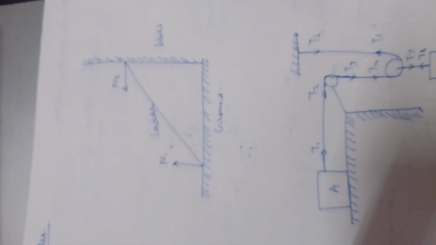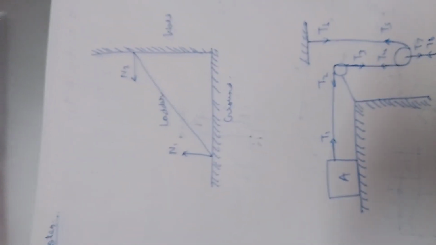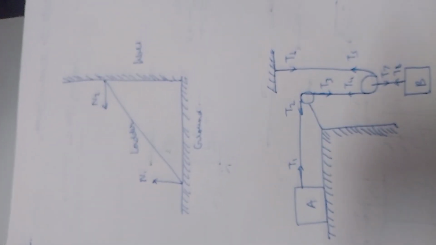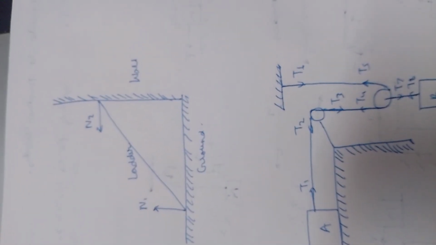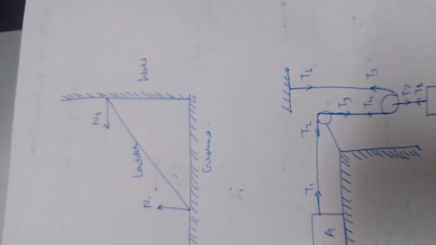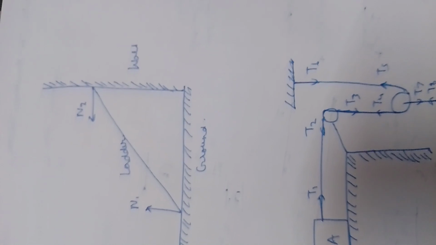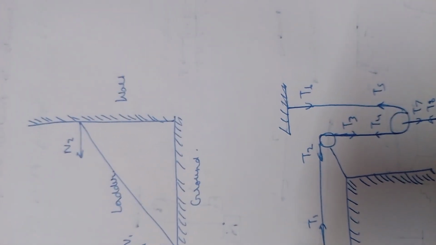Now let's see some special cases and notes to remember. Normal reaction is perpendicular to the common tangent direction and always acts towards the body. It is just like a pressure force, which is also perpendicular to the surface and acts towards it.